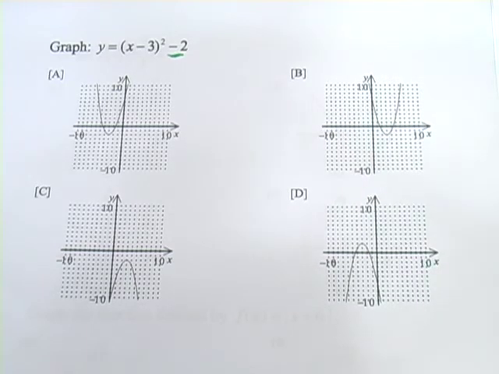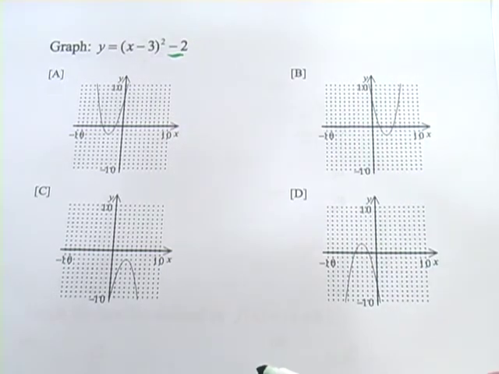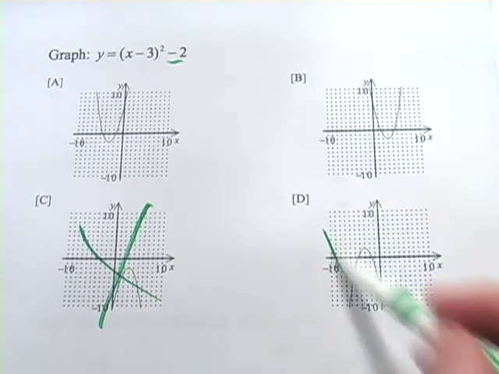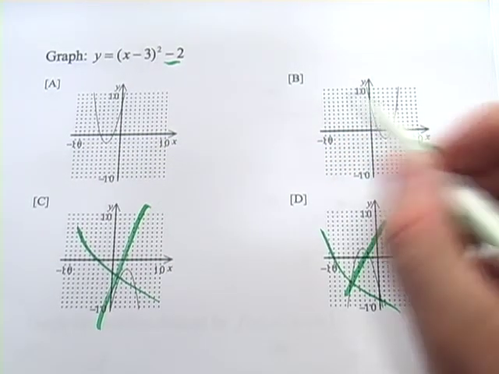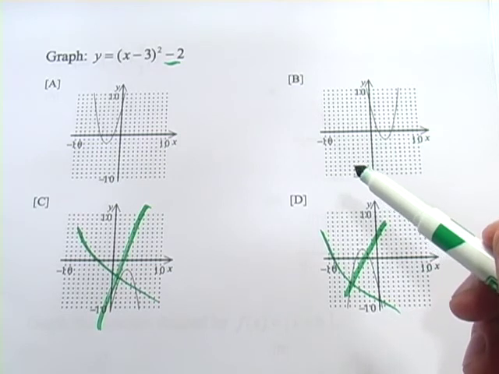Now, a couple of these functions I can get rid of right away. C and D open downward. To get a function that looks like that, you'd have to put a negative sign in front. And I don't see that, so these are out. So I've got a choice between these two. Basically, did it move left or did it move right?